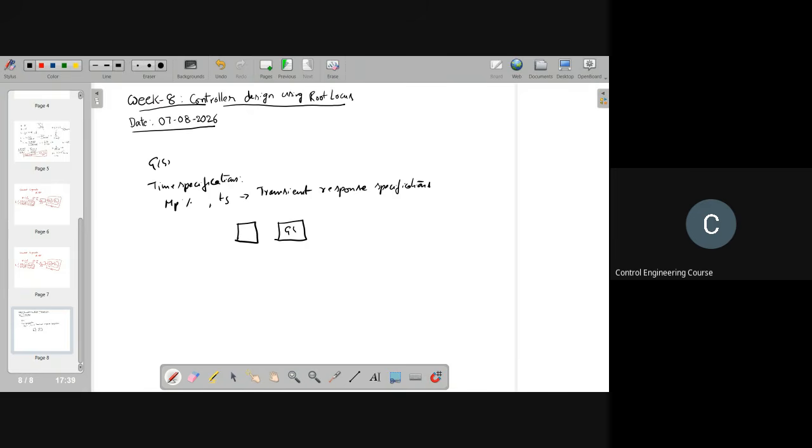This is G of S, which is given to you, and you are designing a controller Gc of S such that the overall system has the desired characteristics. That means we are approximating the overall system by a dominant pole, such that the dominant pole satisfies the given transient characteristics, and the remaining poles are placed far away from this dominant pole, usually 5 to 6 times away. That is what we are actually doing. For that, we design a lead compensator, right?